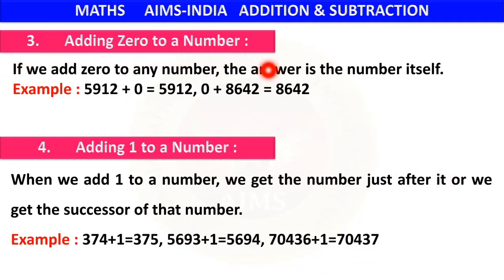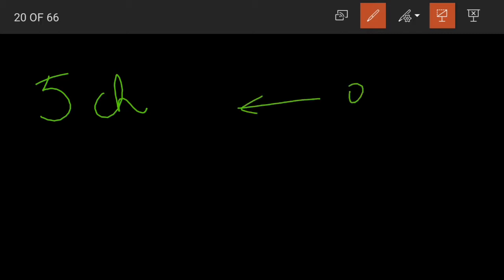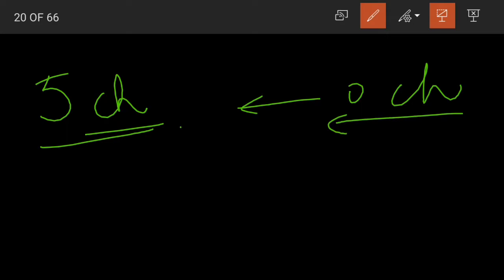Adding 0 to a number. If we add 0 to any number, the answer is the number itself. We know this, right, children? Suppose you are having 5 chocolates with you and I give you 0 chocolates. Now how many will you have together?